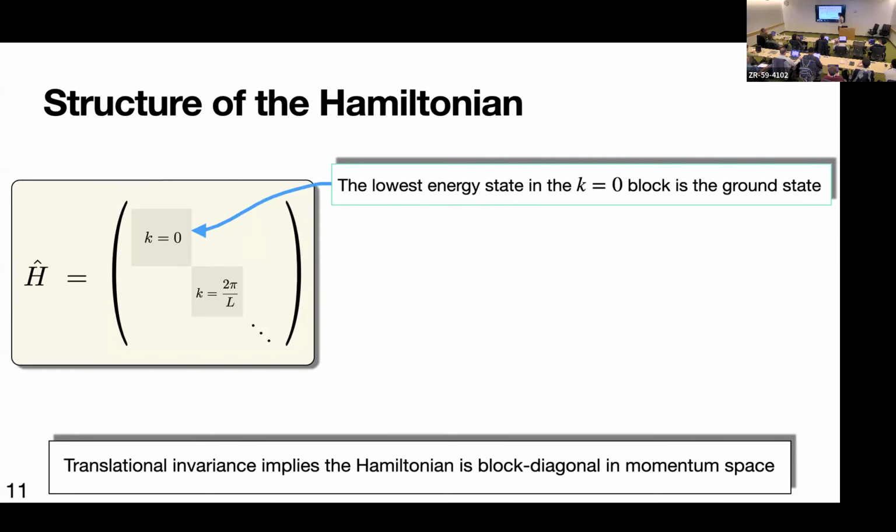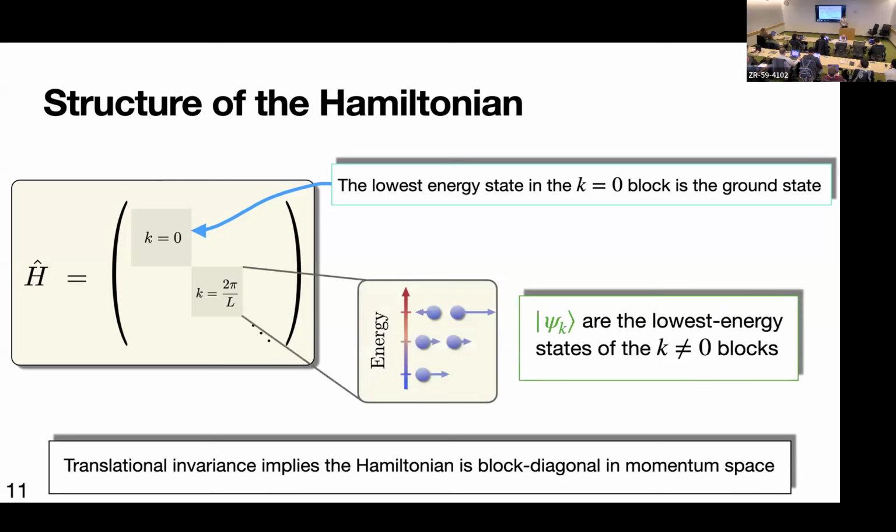So there are some familiar states here. If you look at the lowest energy state in the momentum 0 block, this is precisely the ground state, or the vacuum. And if you look at the states in a block that has non-zero momentum, these psi k, the single-particle states with momentum k that we want to prepare inside of our wave packet, are exactly the lowest energy states of these blocks with k not equal to 0.